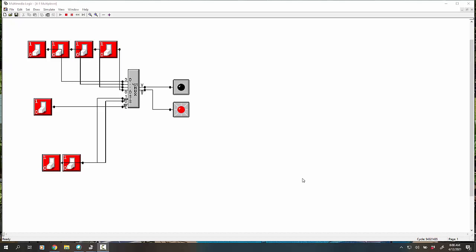Let's take a look at this 4-to-1 multiplexer. Here's our 4-to-1 multiplexer. Notice my Y output, and this is the one we're going to be concerned with. This is the Y naught output. I'm not concerned about this output right now.